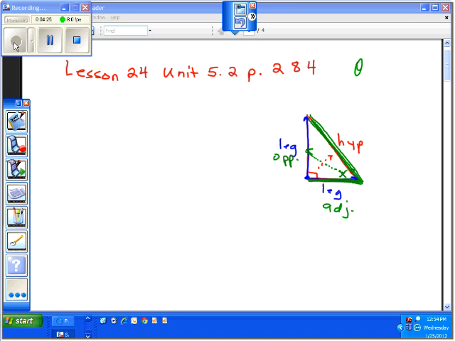Now, it's important to always say leg because people will just say adjacent. Do you notice that the hypotenuse is also adjacent? But it's not a leg adjacent because it's not a leg, okay? And so we're going to begin to learn our trigonometric ratios. The three main trigonometric ratios spelled out are sine, cosine, and tangent.